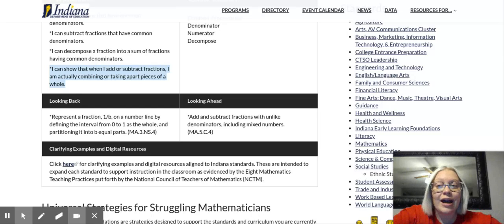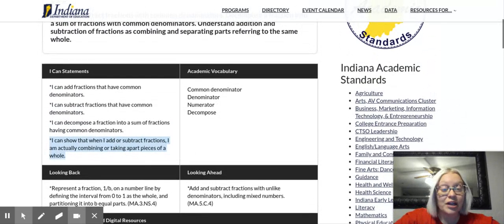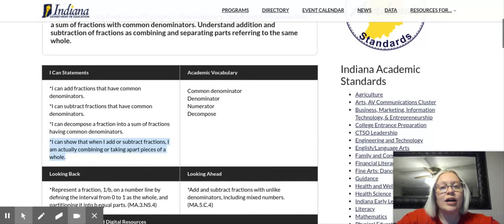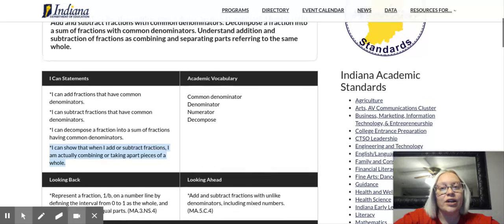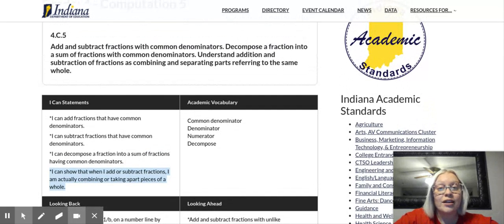So these were your I CAN statements that we are going to be targeting specifically today, but a lot throughout the week, and we are just going to have another week of learning about fractions and getting more comfortable with them so that we can really know how to handle them.